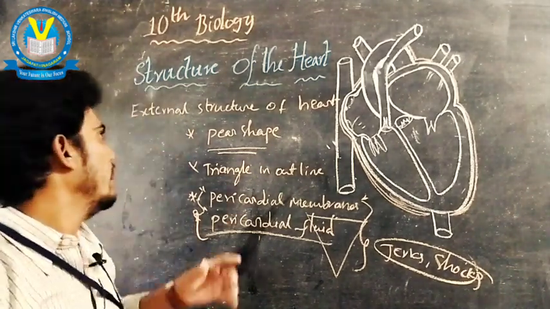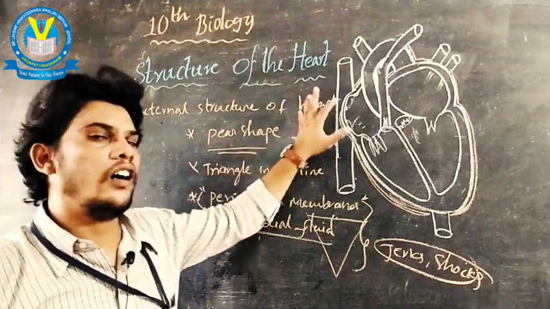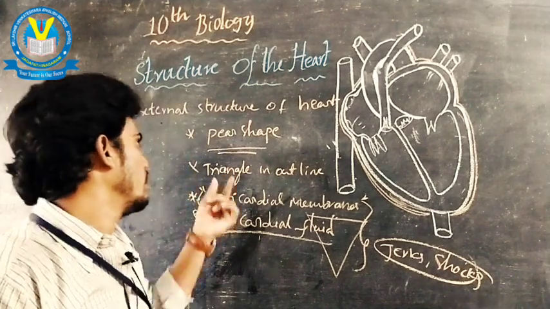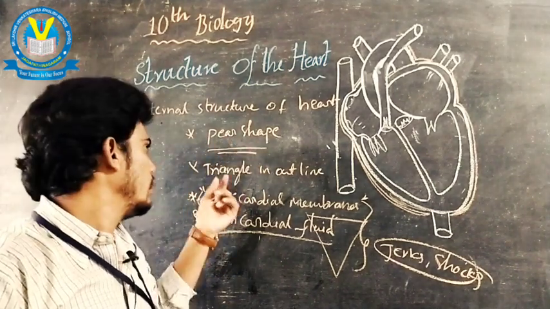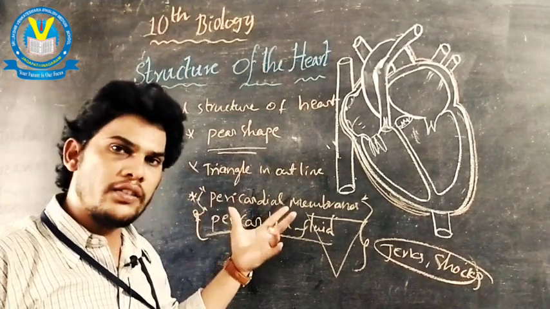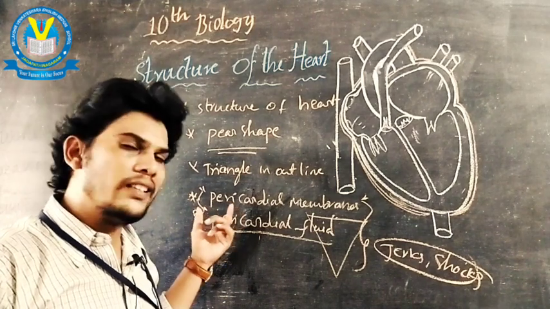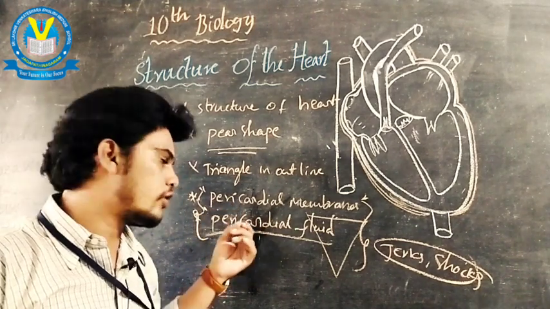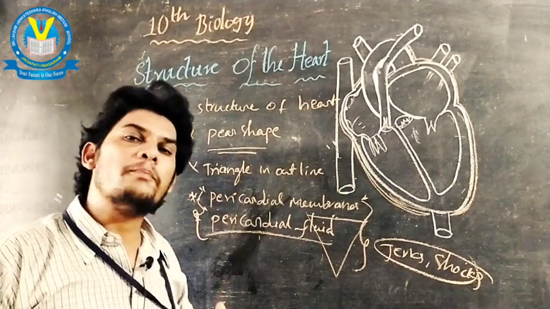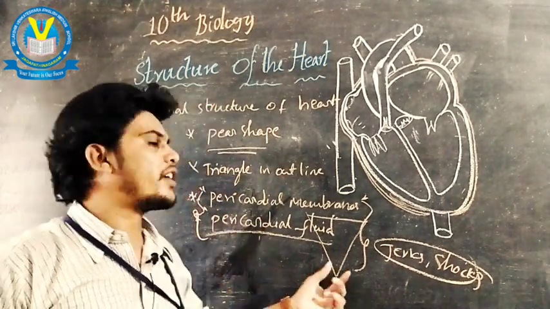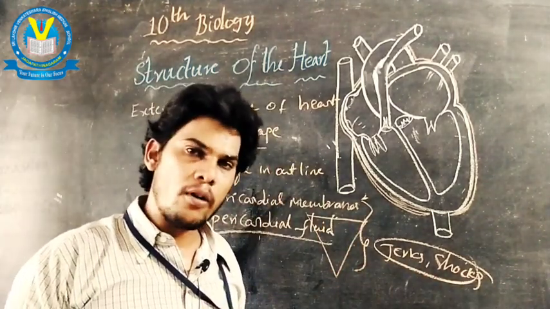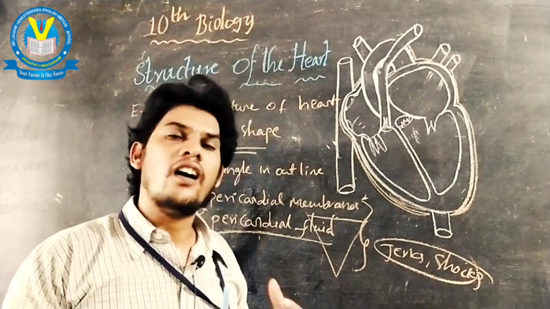This is about the external structure of the heart. Are you clear? What are the external features of the heart? Yes, the heart is pear in shape. The outer line of the heart is a triangle. The heart is covered with two membranes called pericardial membranes. These membranes are filled with a fluid called pericardial fluid. The main function of the pericardial membrane and pericardial fluid is protection of the heart from jerks and shocks. This is about the outer structure of the heart.